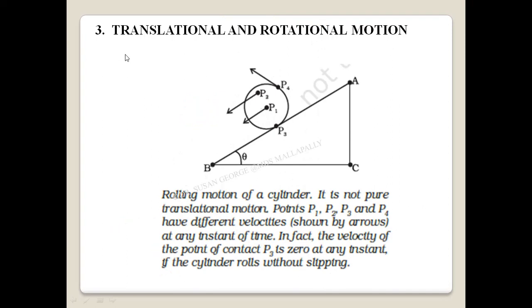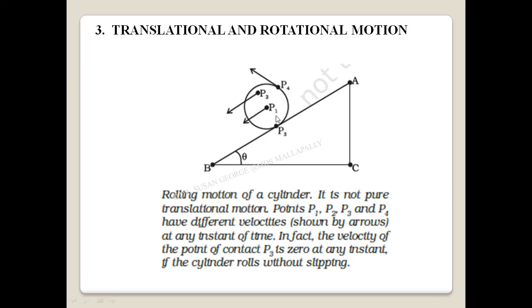The third type of motion of a rigid body is a combination of translational and rotational motion. You can see an example here, an inclined plane and a cylinder rolling slowly down the plane. We can have some particles P1, P2, P3 and P4 represented on the cylinder. And you can see that the particles are pointing in different directions here, so their velocities are not the same. So there is rotation here as well as translational motion.